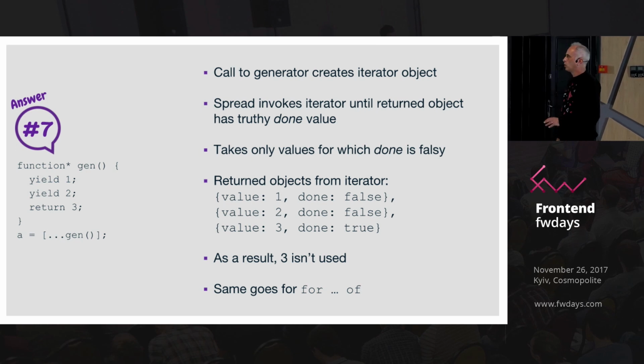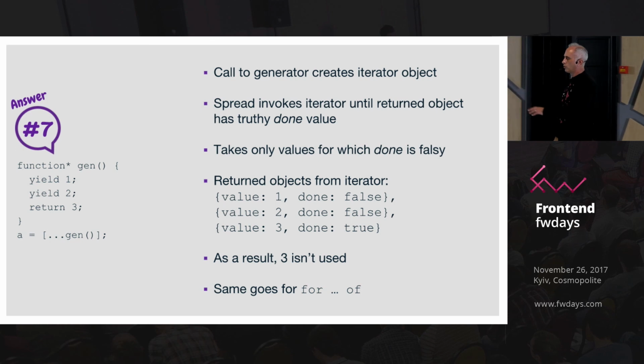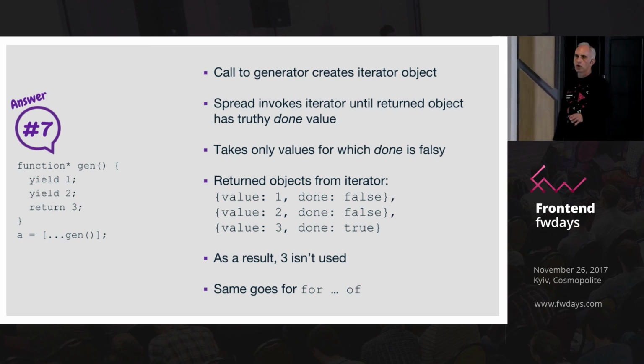If you actually want to be able to use the value provided by return, you will need to write code that directly uses the iterator object, which you can do. And again, in my session on YouTube about generators and iterators, I actually show how to do that.